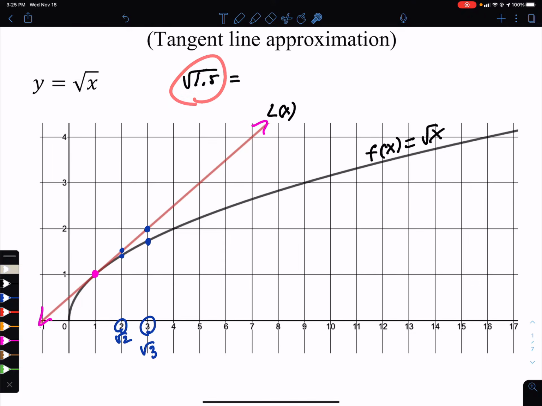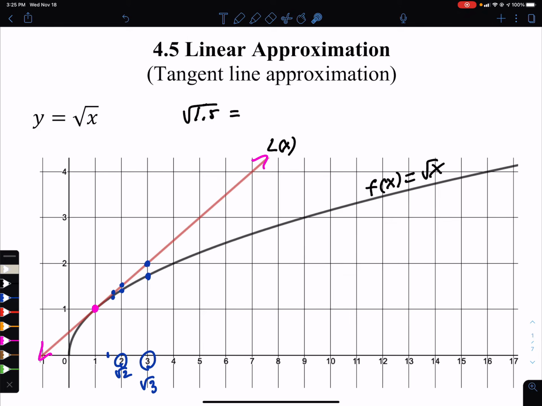So to approximate 1.5, that's in here, those two little dots would be the actual and the approximation. That's the actual. That y value on the red line is the approximation. Those are pretty darn close to one another. So that's what I'm going to do. I'm going to find the equation of the tangent line. We've been doing that all year long. And I will use that equation, find the y values on that to approximate the values of the function. This is called a linear approximation or tangent line approximation.